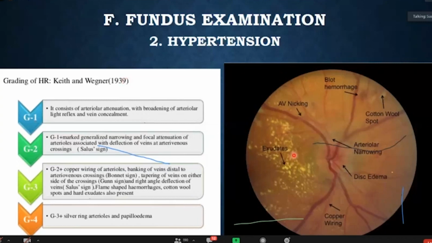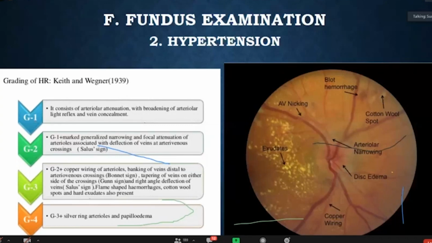Arteriolar and venous reflexes are one important thing. Hard exudates can be there. Cotton wool spots can be there. Finally, you can have copper wiring and silver wiring. Copper wiring can come early, silver wiring can come later, and finally the patient may end up in papilloedema. So at the end of the day, we should know how to look for papilloedema in our cases.